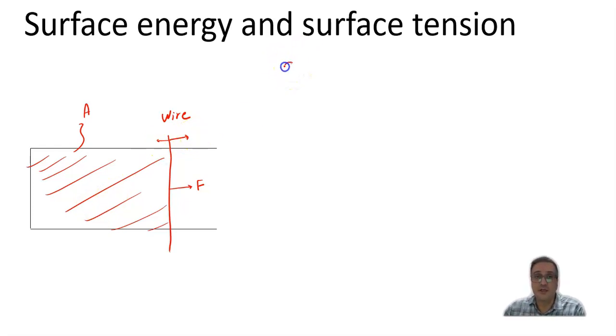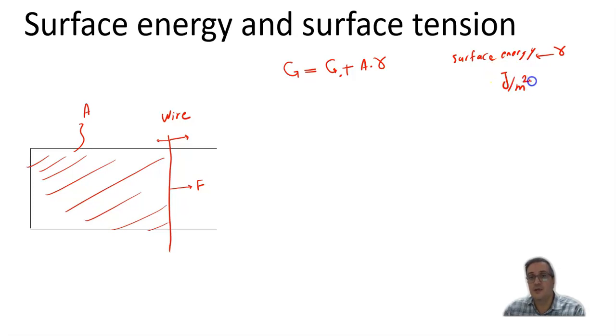At first, we suppose that the energy of the system, which we show as G, is equal to G0 plus A multiplied by gamma. Gamma is surface energy. The unit of surface energy is energy per unit area, which is joule per square meter. And A is the area of this liquid film, G is the energy of this liquid film, and G0 is the energy of this liquid film when we don't consider the surface. In other words, it is the energy of the bulk of this liquid film.